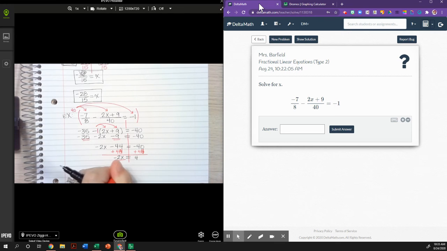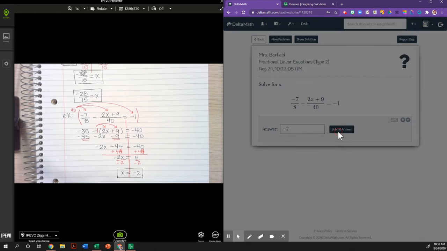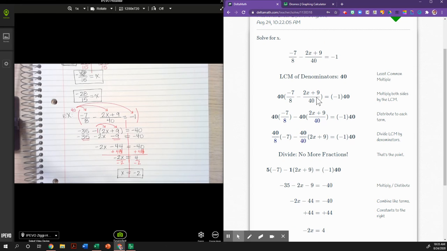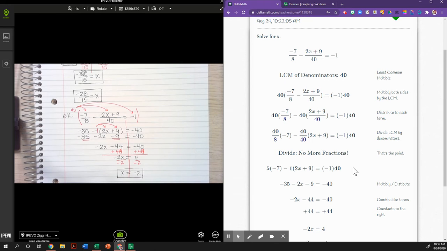Divide by negative 2. So I get x equals negative 2. Okay. All right, go up here, negative 2. Submit my answer. Got my green check. Okay. And you can see Mr. Delta Math does it a little bit the same, because he got no more fractions.